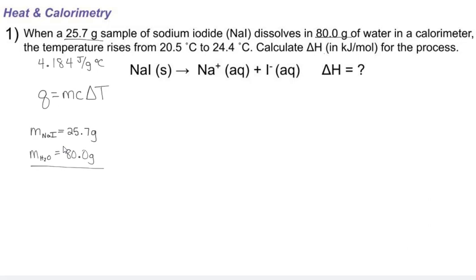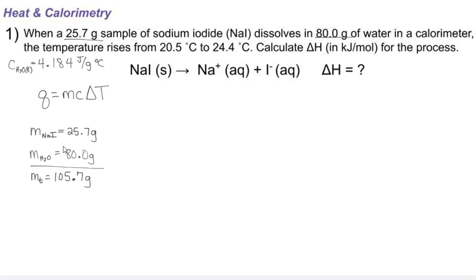We're actually going to make the assumption that the specific heat of the solution is the same as the specific heat of liquid water, of H2O liquid. We're going to use that same specific heat value for the whole solution. So we can add these up here. So 80 plus 25 is 105.7 grams. So there's our total mass that we'll use in our equation.